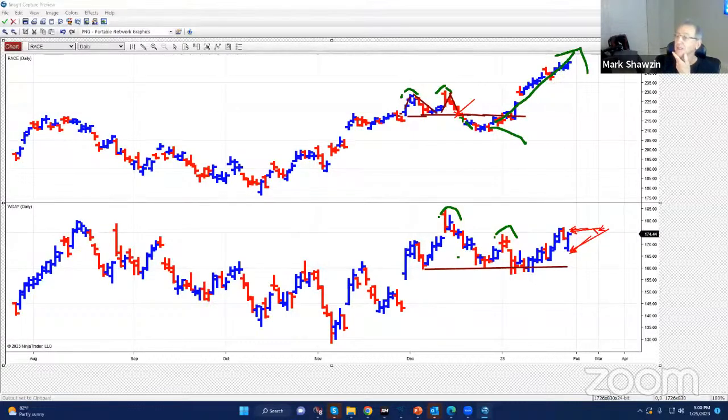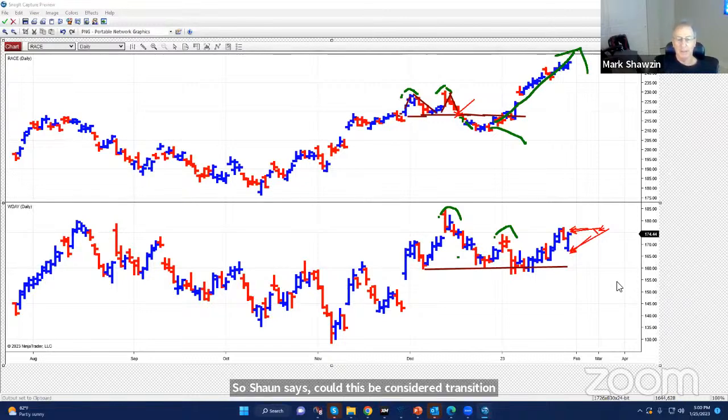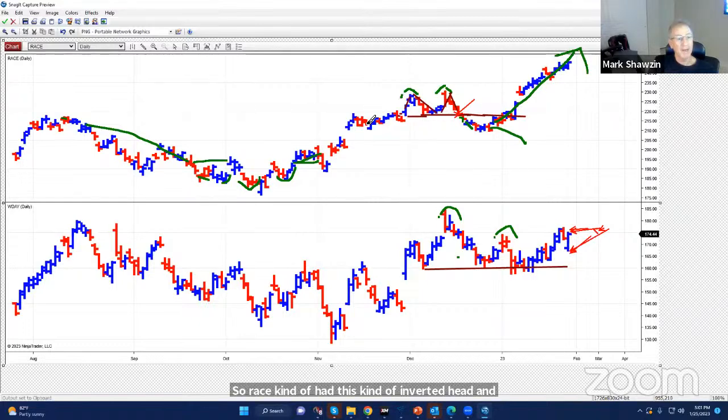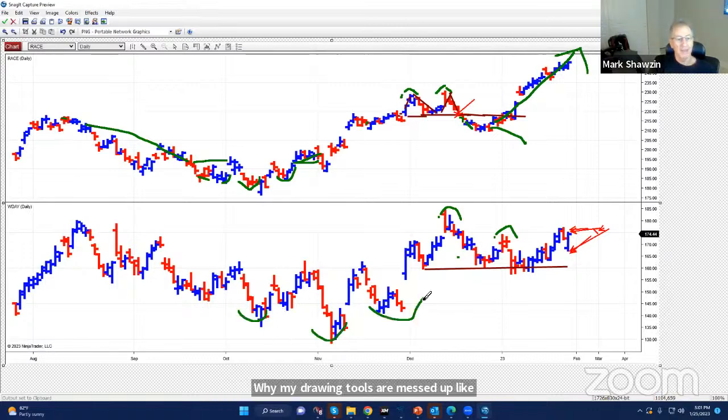Sean says, could this be considered a transition between a bear and bullish market? It feels like that, Sean, it really does. It feels like we've been in a 13-month downtrend, and things change, right? But before they change, they put on a pattern. So Race kind of had this inverted head and shoulders. So it went down, put on a pattern. I don't know why my drawing tools are messed up like this. This came down and also put on an inverted head and shoulders. And then it gave you this fake look right here, and then suckered people in right there.